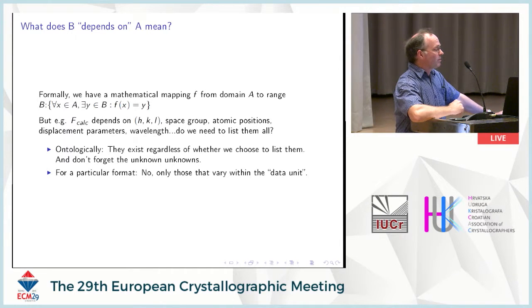Now, just going back a little bit to our diagram, we've got a function mapping A to B, and we say that B depends on A in that case. Now, if we start to think about this, if we've got our calculated structure factor, that depends on a whole lot of things. Does that mean we somehow have to list every imaginable thing that this could depend upon?